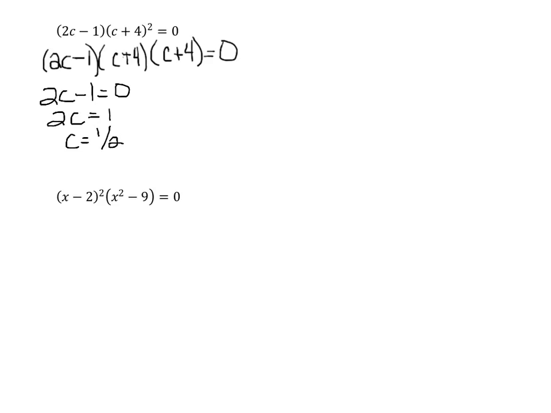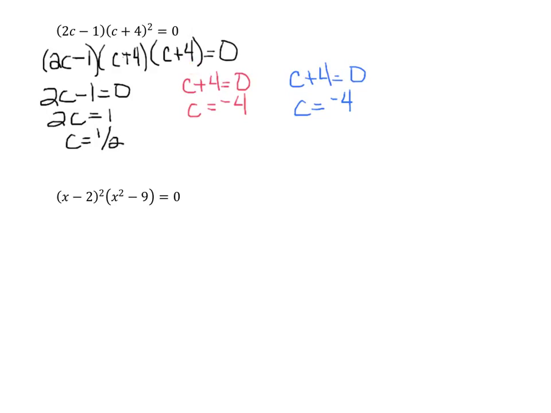Or c plus 4 is equal to 0. That means c is equal to negative 4. Or c plus 4 is equal to 0, so c is equal to negative 4. Mrs. Busselmeyer, you did the same thing twice. Yes, I did, because it shows up here.